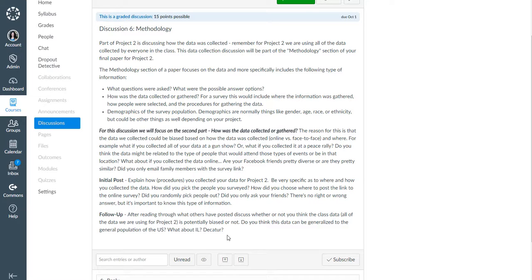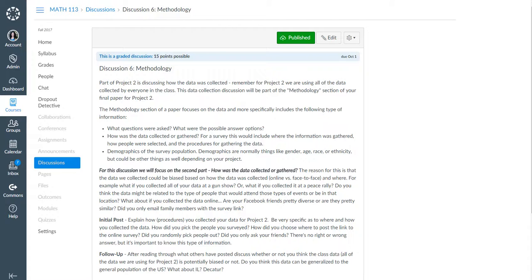Sometimes it is, but as long as you acknowledge that this data only represents a certain population, then it's okay, because you've acknowledged what that is. That's where it's really important that we understand. So this should be pretty easy. It's basically saying, how did you collect your data, and compare it to what other people did.